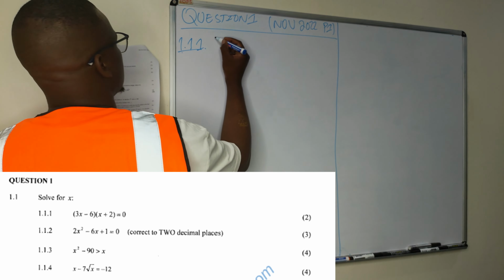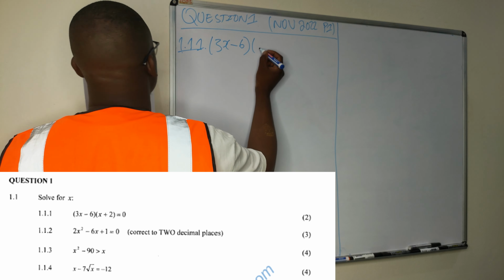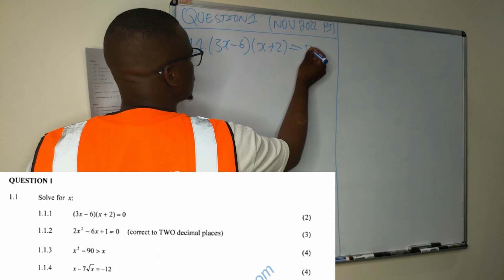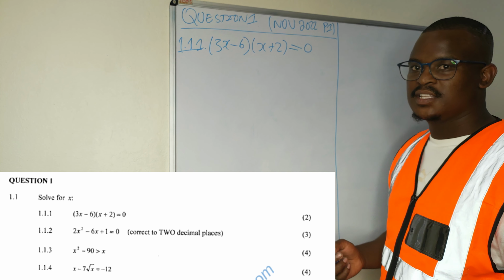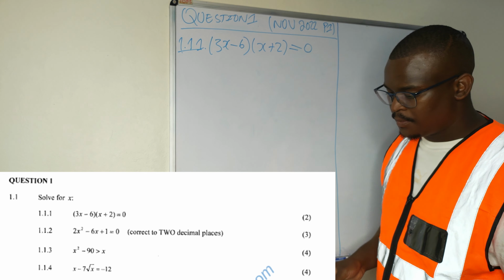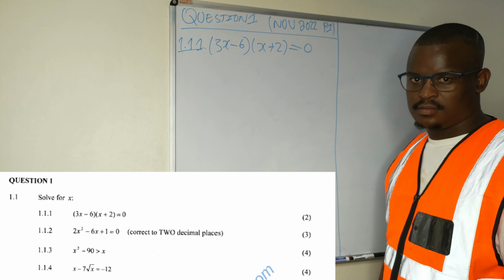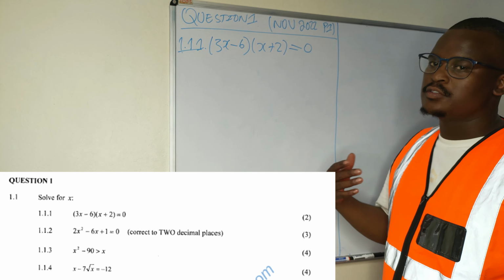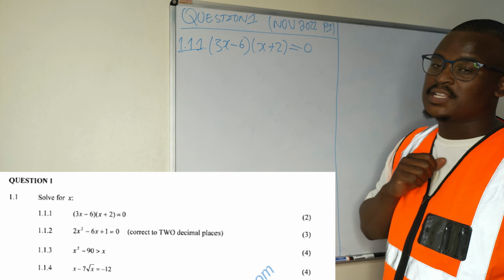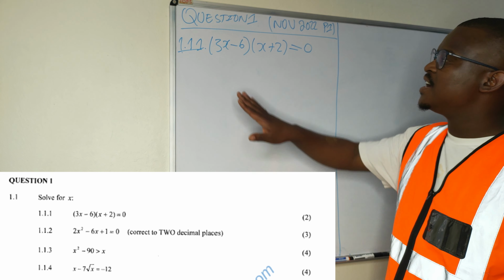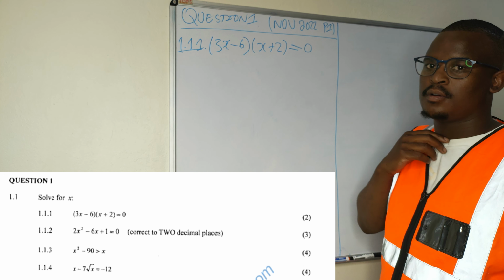1.1.1, you have (3x minus 6) times (x plus 2) is equal to 0. They want you to solve for x here. When you're looking at this, that's saying find the value of x. But what value of x? They want you to find the values of x that satisfy this equation, such that when you multiply this bracket by that bracket, you get 0.